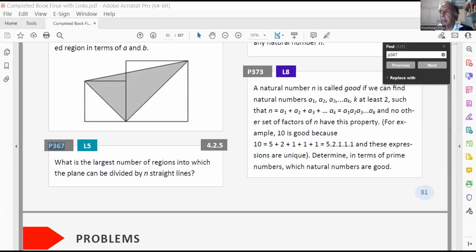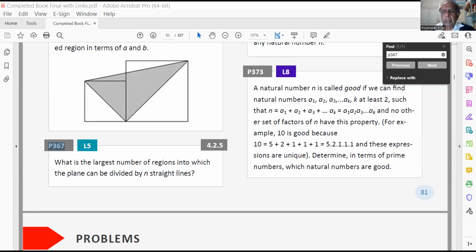We move on to problem 367. It reads, what is the largest number of regions into which the plane can be divided by n straight lines? Let's try to see what this means.